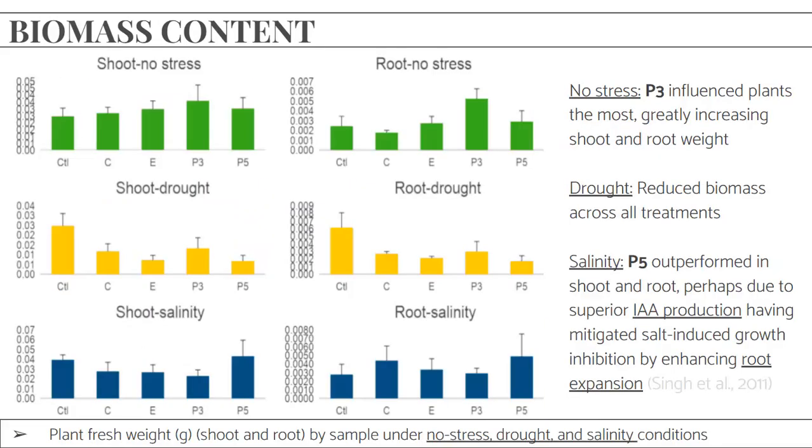For the biomass, under no stress, we can see that P3 influenced the plants the most, greatly increasing their weight, both in shoot and root. Under drought stress, all of them, for having received cyanobacteria, got much lighter plants. And under salinity, we can see that P5 made them much heavier in shoot and root, perhaps due to its superior IAA production, having mitigated the damage from the salt by enhancing root expansion.